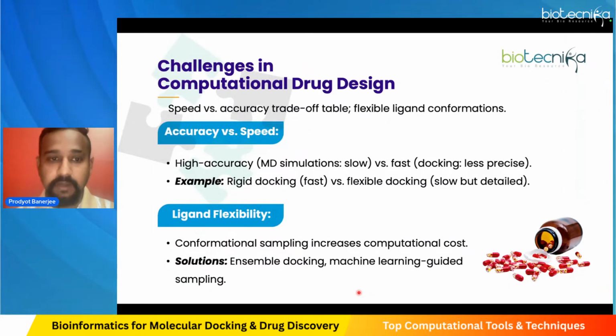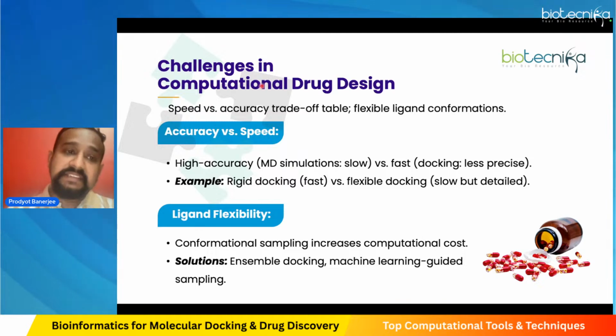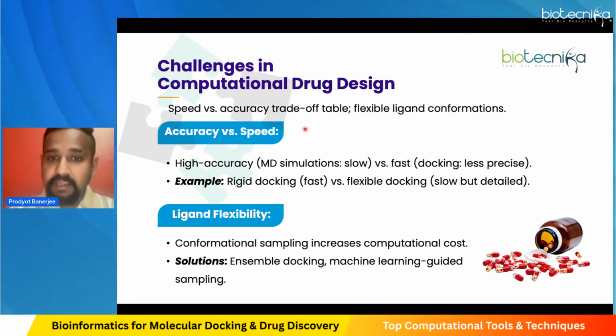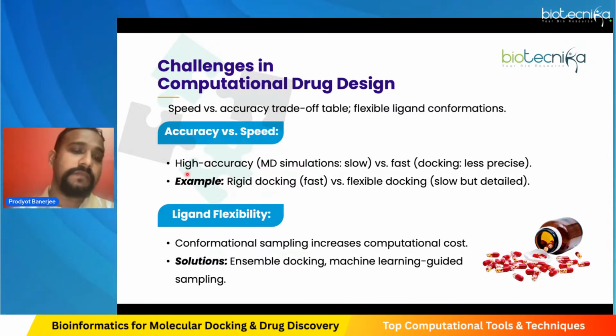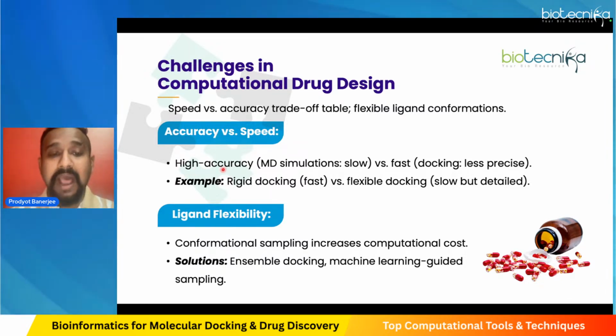Then we have the challenges in computational drug designing, basically accuracy versus speed. If we want to go high on accuracy, that is simulation, but it is slow in nature. Why is it slow? Because it is computationally very intensive and exhausting, as it takes multiple things into account, like conformational changes. That is why it is slow, because it has so many calculations to do.